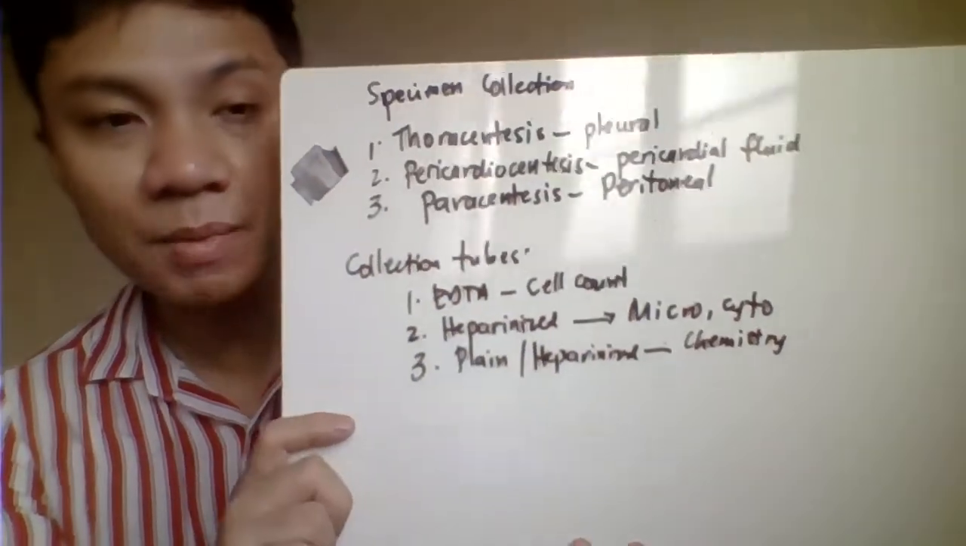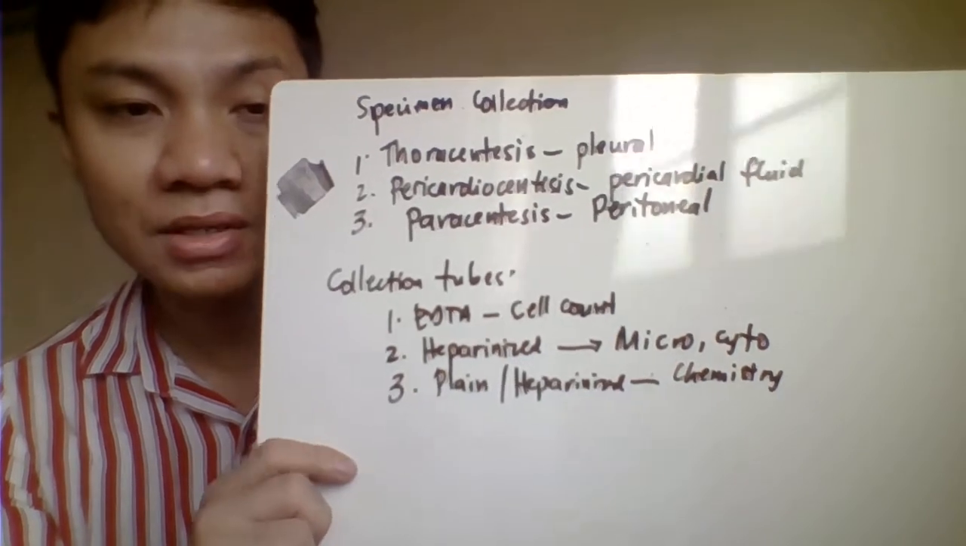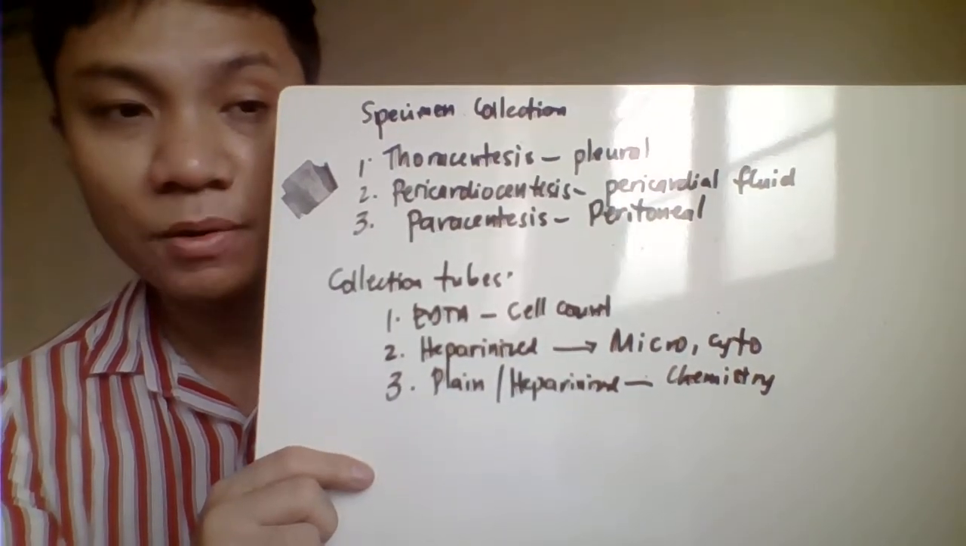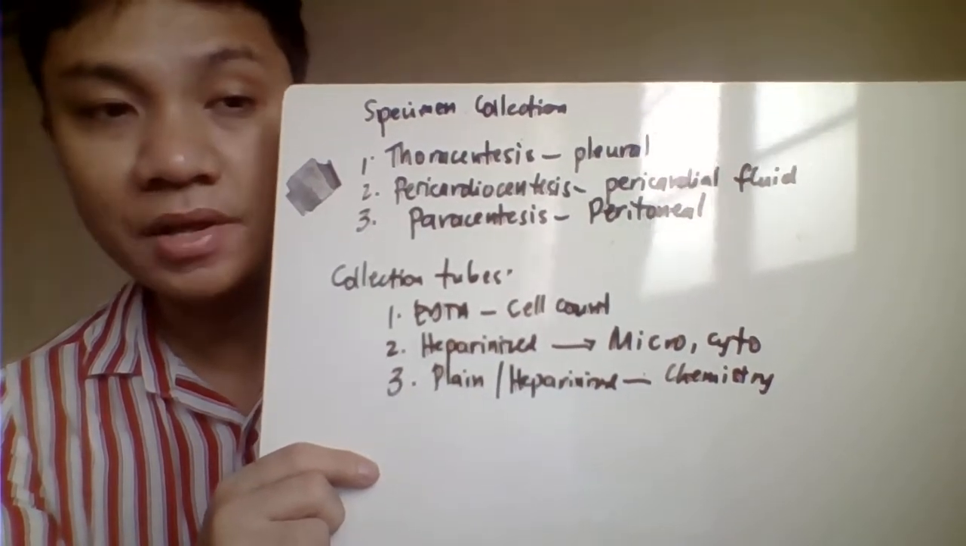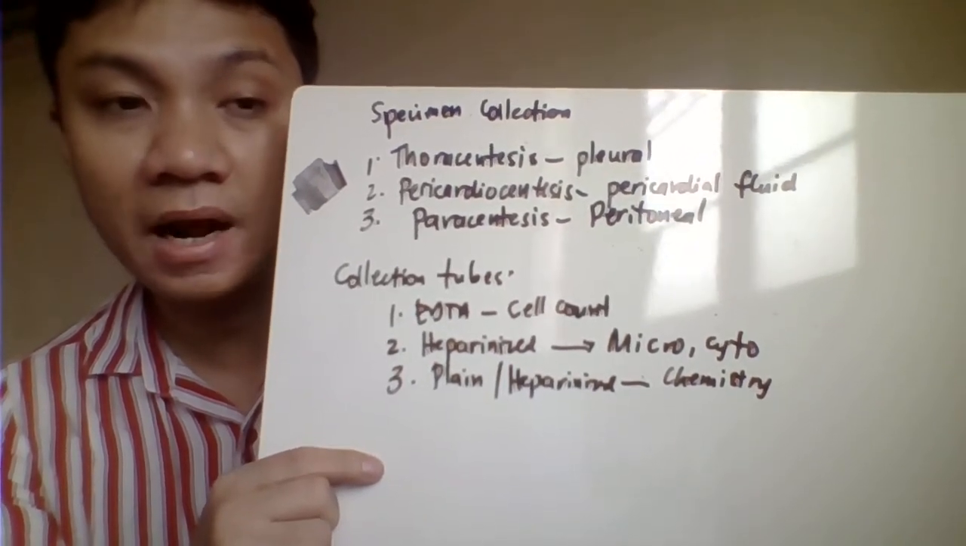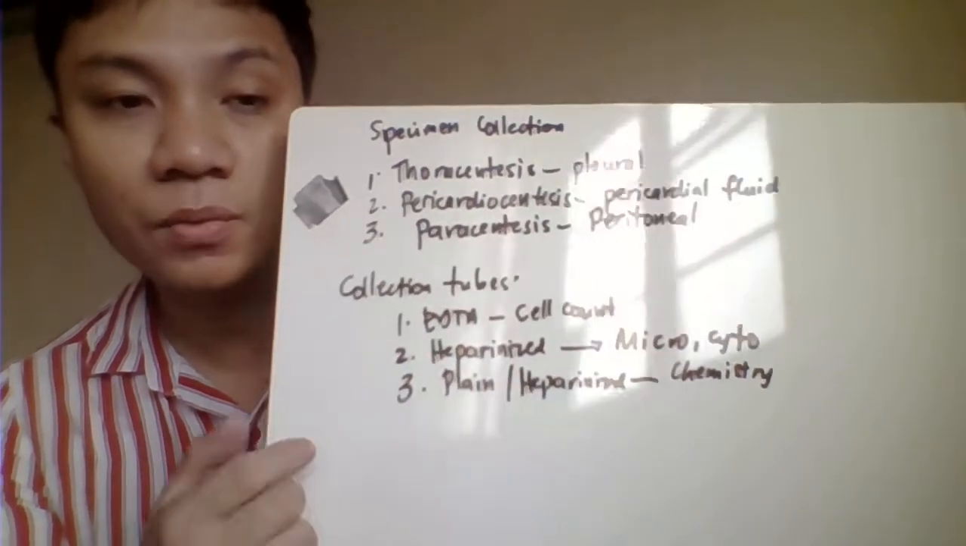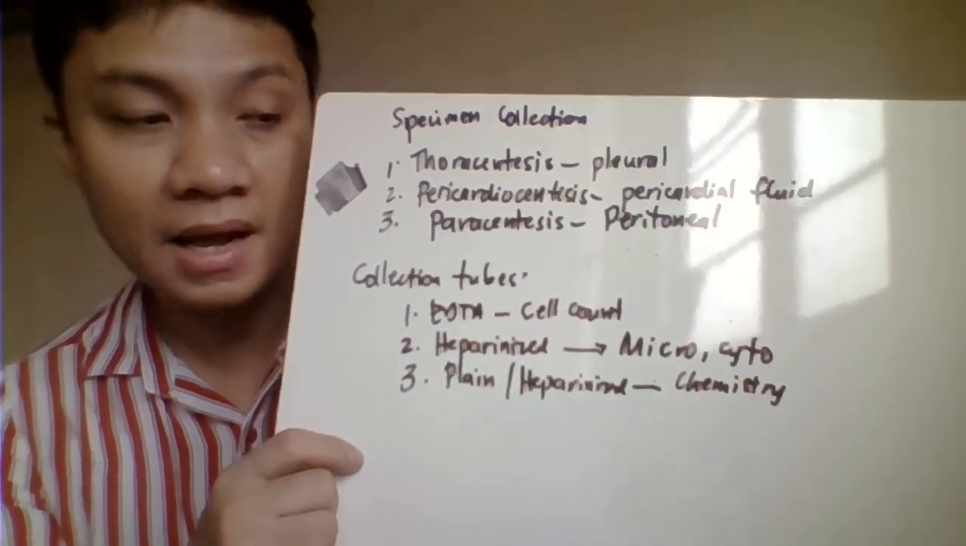Okay, now for the specimen collection. The specimen collection is by your needle aspiration technique. For your pleural fluid, it's collected by the process called thoracentesis. For the pericardial fluid, we have pericardiocentesis. And for the peritoneal or ascitic fluid, you have your paracentesis.